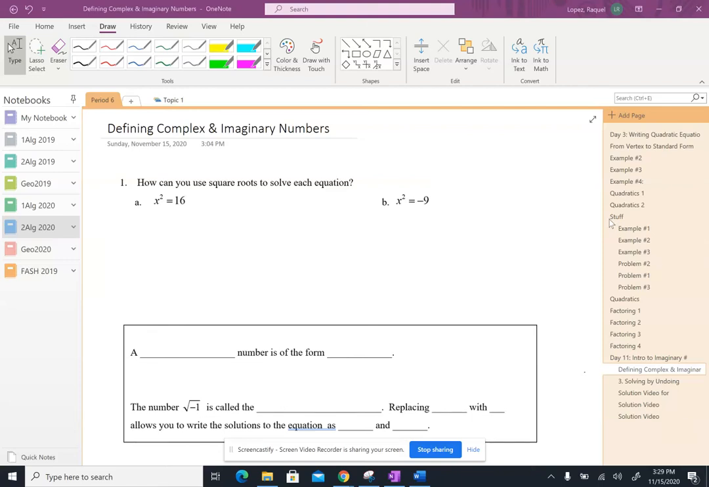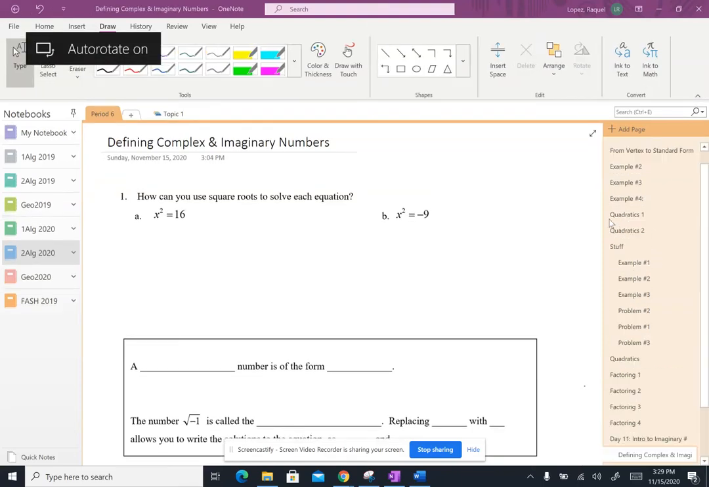Welcome back, Algebra 2. In this video, we'll be defining and practicing using complex and imaginary numbers. Before we do that, let's get some practice with solving. So let's go ahead and answer number 1, which says, how can we use square roots to solve each equation?